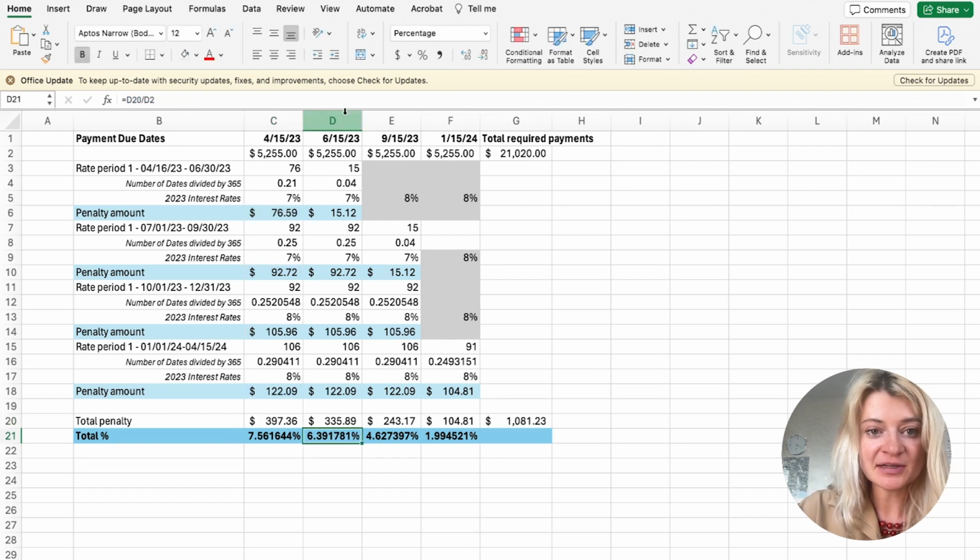And I did the same calculation for each quarter, right? So it's the same. This one will be smaller. And then this one will be even smaller for Q3. And then Q4, that's super easy.